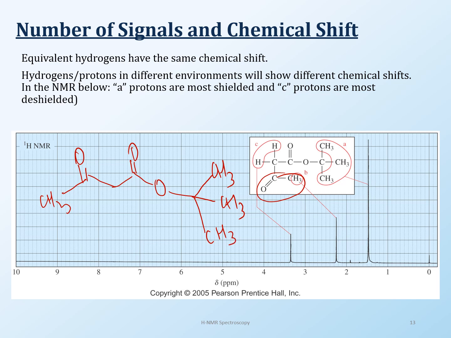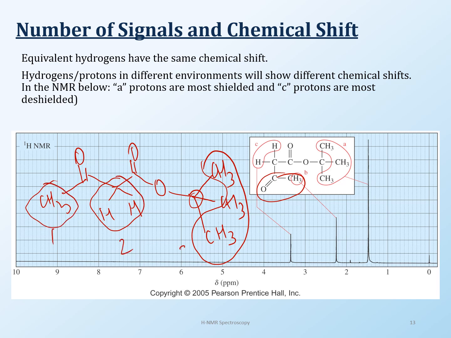Looking at this, you can tell that there are going to be 3 signals, because these 3 methyl groups are the same, all 9 protons are exactly the same. There is no hydrogen here. These 2 are equivalent, and then there is this one here. So there are 1, 2, 3 signals.